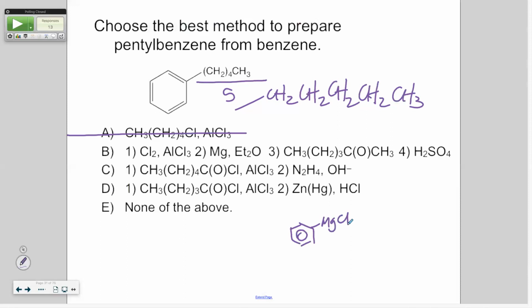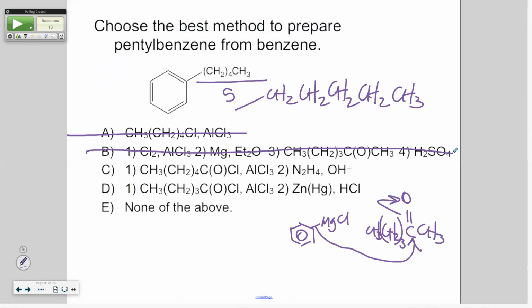Okay, what happens when you add this, CH3 CH2 three of those, C double bond O, CH3? What happens? This goes to the, yeah, and then we go. And what does the sulfuric acid do? Yeah, it protonates it. So does that give us this? It gives us a what? An alcohol, first of all. So B's out.